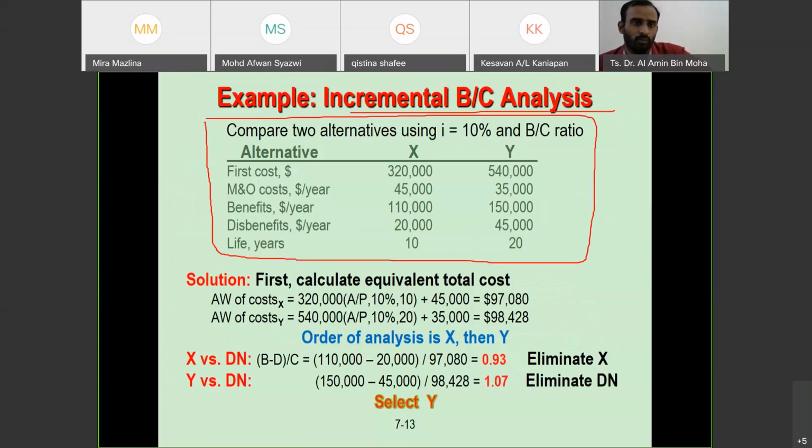So we need to compare two alternatives using i, which is given as 10%, and then they ask you to calculate the BC ratio. The first cost, maintenance and operation cost, benefit, disbenefit, and also life have been given. And it's not equal life, right? 10 and 20. So what are the first things that we need to do?